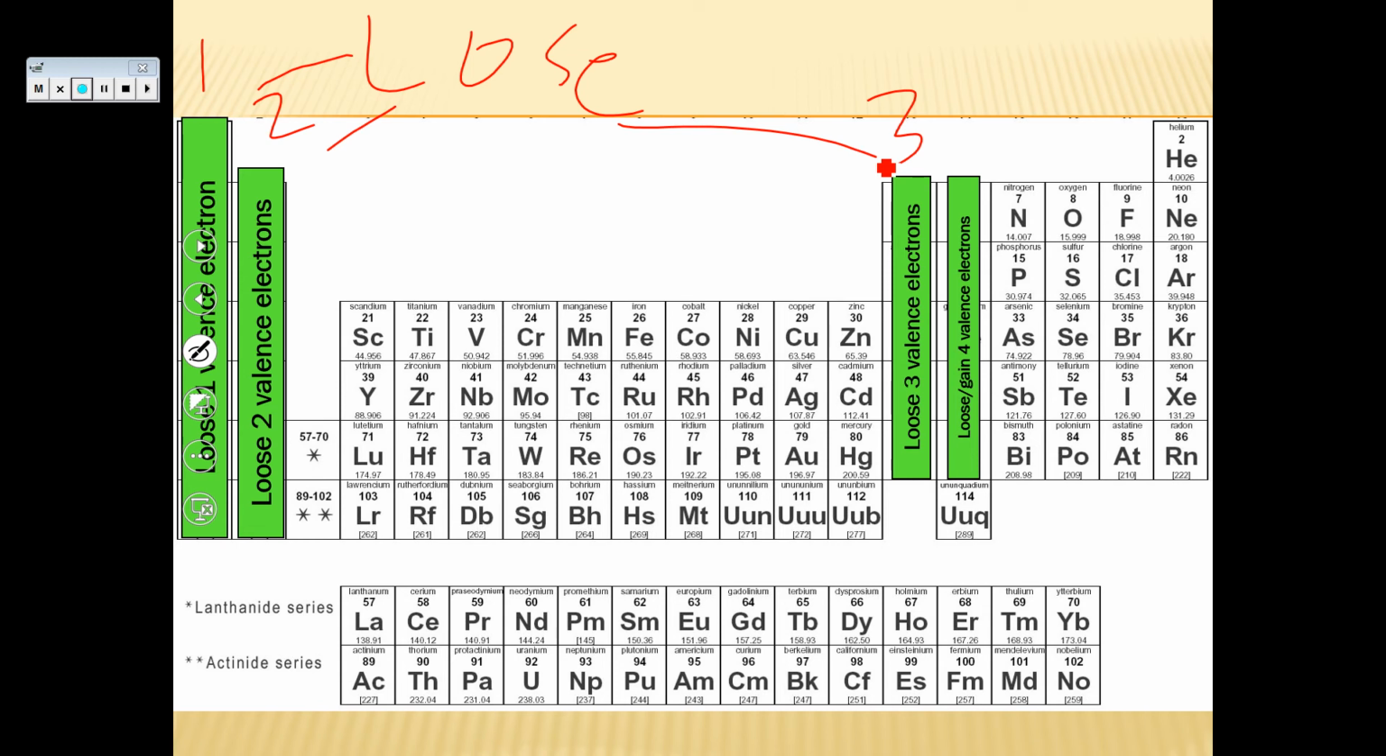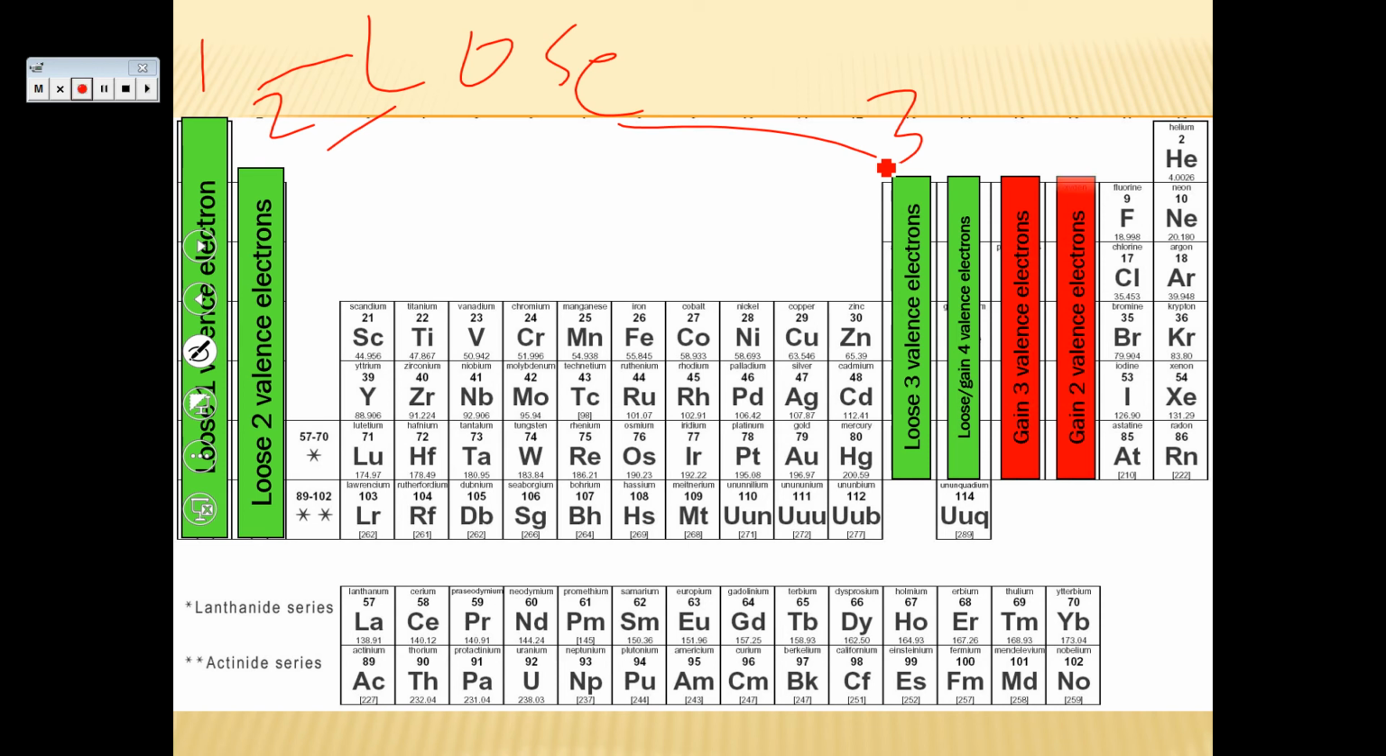When you get to group 5, 6, and 7, because it's not easy to lose 5, 6, or 7 valence electrons, they are going to gain either 3 electrons, 2 electrons, or 1 electron. Whatever number brings them up to 8. So they're going to gain 3, 2, or 1 over here.